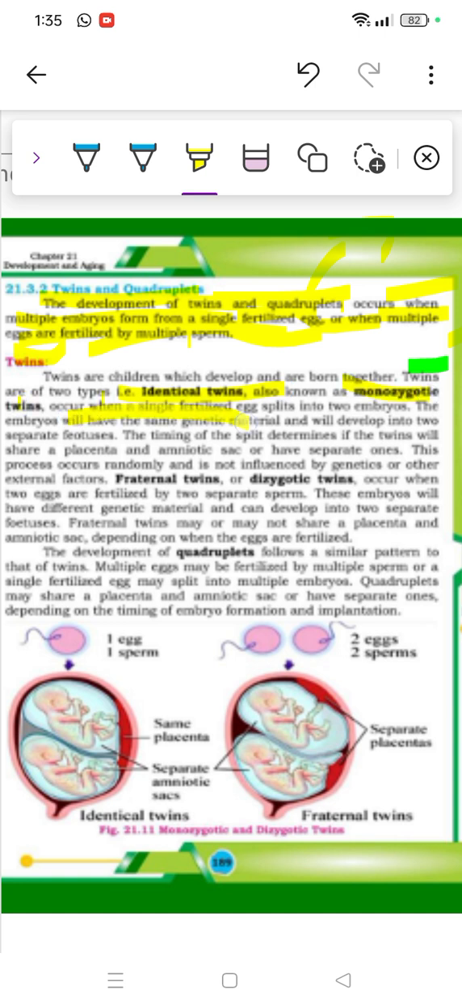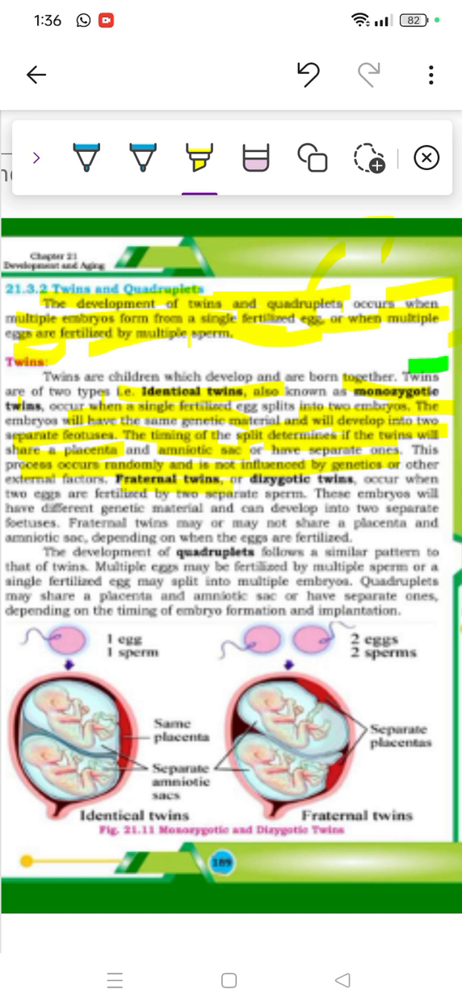When a single fertilized egg splits into two embryos, no two sperm are involved. Then for the separate fetuses, the timing of the split determines whether the twins will share a placenta and amniotic sac. This means the placenta would be shared by both. Of course, we need to provide everything through the mother to both. Otherwise they have separate ones. This process is random and not influenced by genetic or external factors.